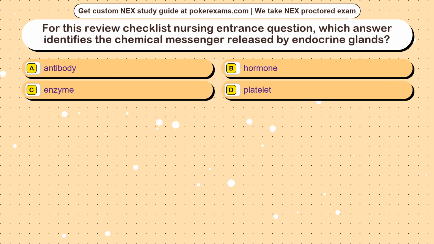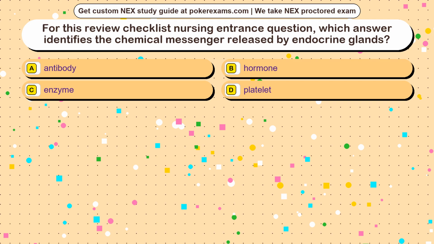Question 13. For this review checklist nursing entrance question, which answer identifies the chemical messenger released by endocrine glands? Option A, antibody. Option B, hormone. Option C, enzyme. Option D, platelet.